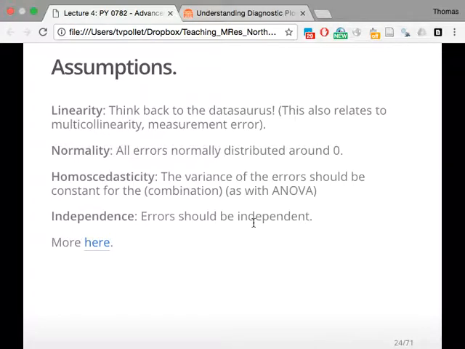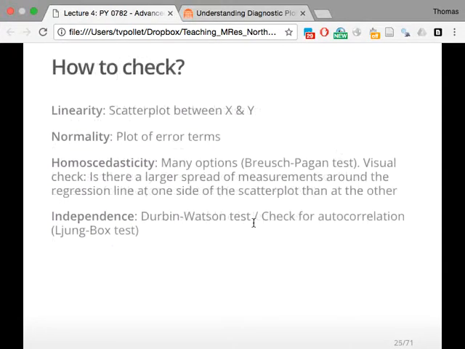Okay, we'll continue, and we still have some ground to cover. So, how do we check those assumptions?